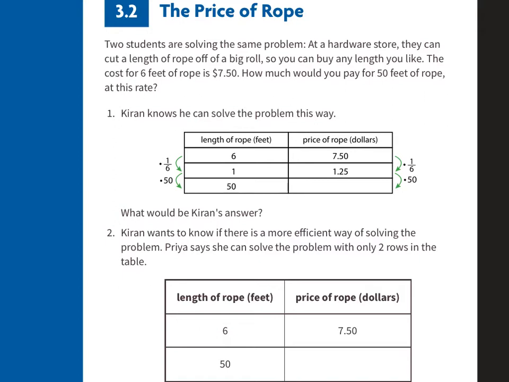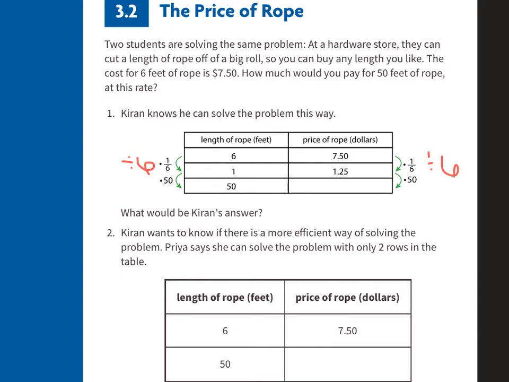So Kieran knows he can solve the problem this way. He finds the unit rate for 1 foot of rope. So what he does is he multiplies by 1/6. The book likes to multiply by fractions. I like to divide. So multiplying by 1/6 is the same as dividing by 6. So he divides both by 6. So $7.50 divided by 6 is $1.25. So it's $1.25 for a foot of rope.